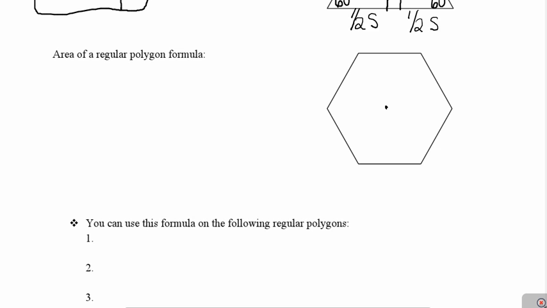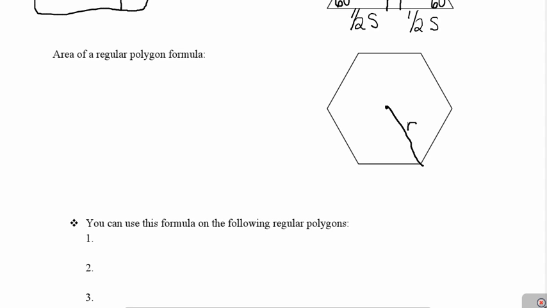So each regular polygon has a center point, just like in a circle. It also has a radius, and the radius is drawn from the center point to one of the vertices of the regular polygon. So in this case, I have a regular hexagon, but this goes for any regular polygon.